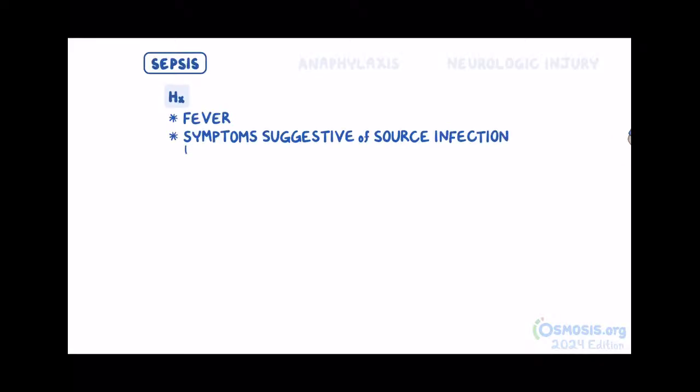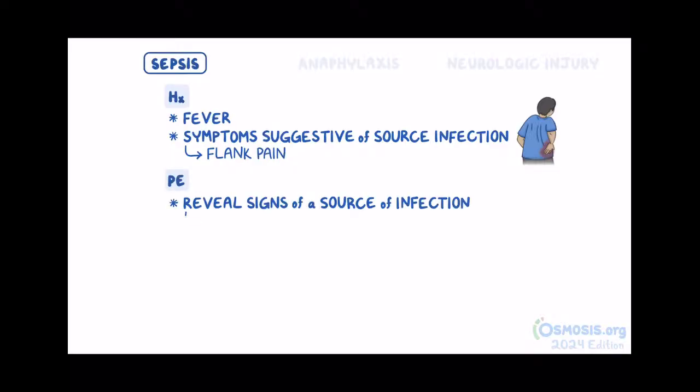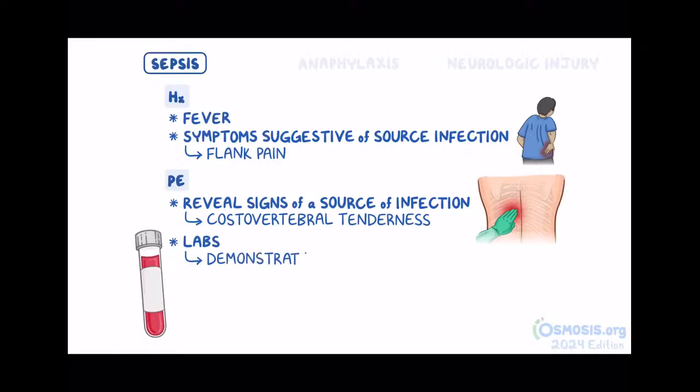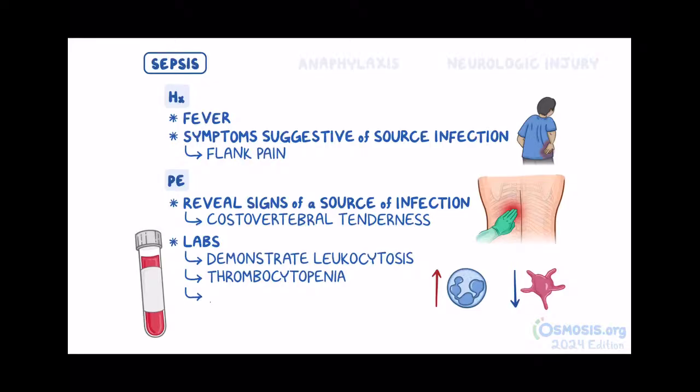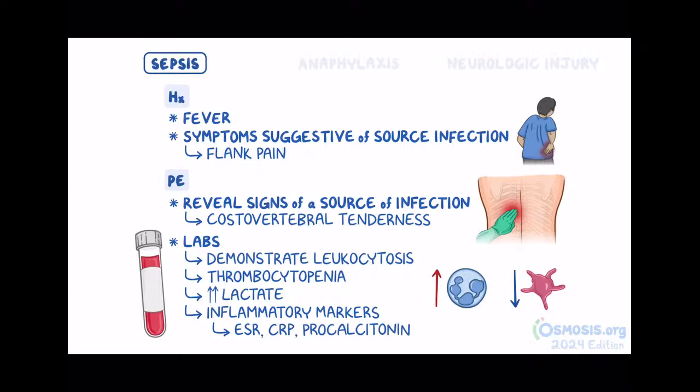First, let's start with septic shock. These patients typically present with fever and symptoms suggestive of a source of infection, such as flank pain. Physical exam might also reveal signs of a source of infection, like costovertebral tenderness, while labs could demonstrate leukocytosis and thrombocytopenia, as well as elevated lactate and inflammatory markers like ESR, CRP, and procalcitonin.